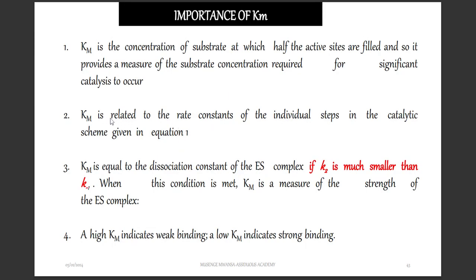The other thing is that Km is related to the rate constant of the individual step in a catalytic scheme. But one important thing, very important, that you need to know is that a higher Km indicates weak binding, a low Km indicates strong binding. I need you to know this one. So if you find for a reaction that you have got a high Km, it means that that enzyme and the substrate do not bind strongly. But if Km is small, it means that that enzyme and the substrate bind very strongly.